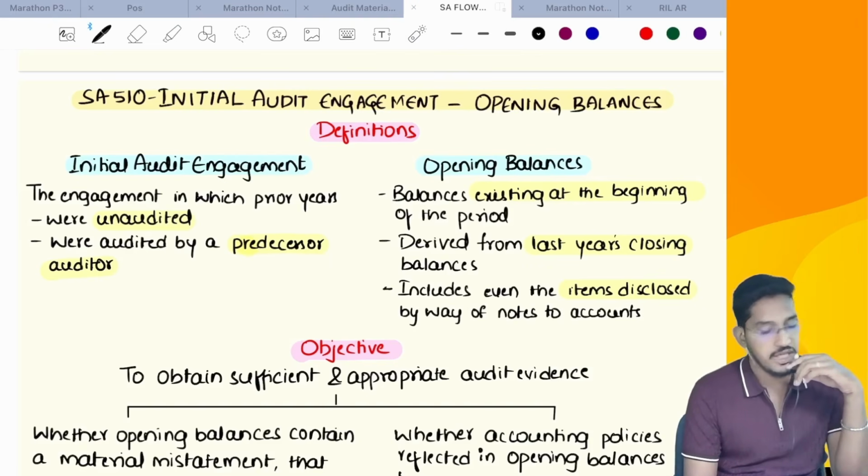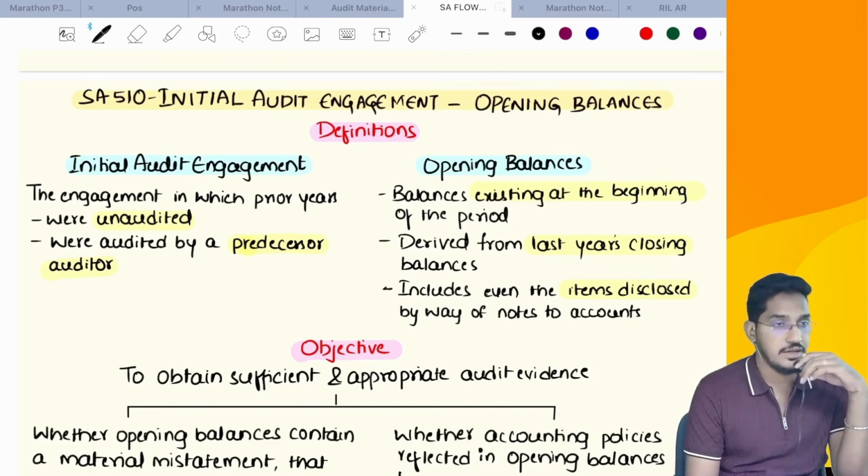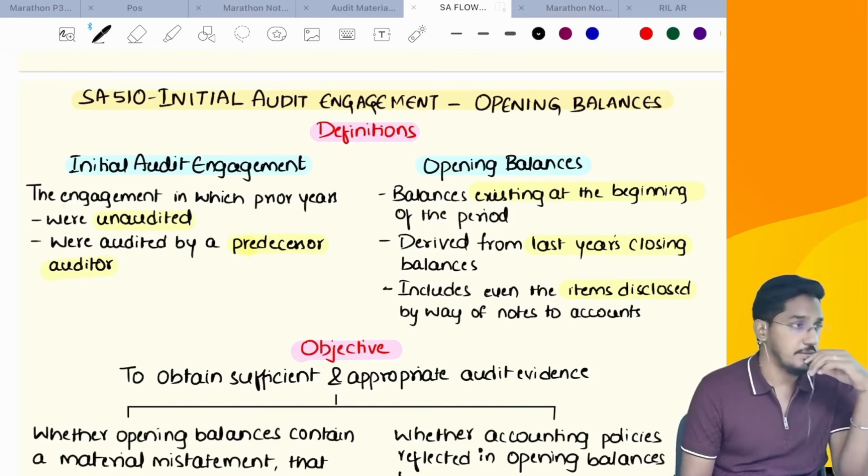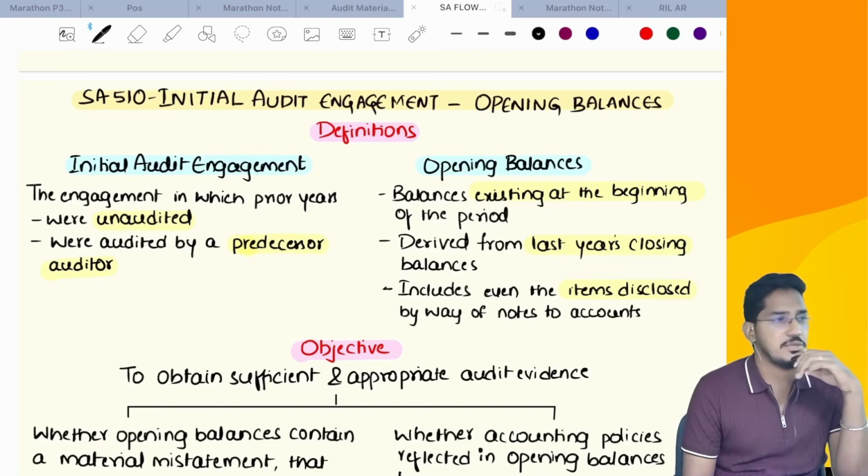Before we go deeper, what does the standard say? First, let us become familiar with the meaning of initial audit engagement and the meaning of opening balances. I have already told you about initial audit engagement. If the previous year's auditor and the current year's auditor are different, then the current year engagement will become an initial audit engagement.